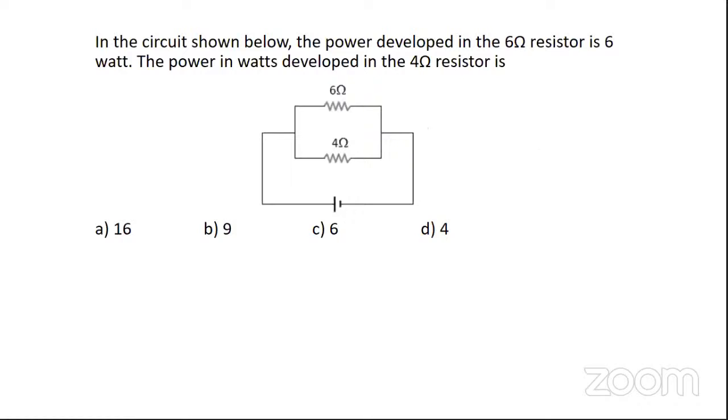The first question is displayed on your screen. In the circuit shown below, the power developed in the 6 ohm resistor is 6 watt. Now the power in watts developed in the 4 ohm resistor is. You have 2 minutes.